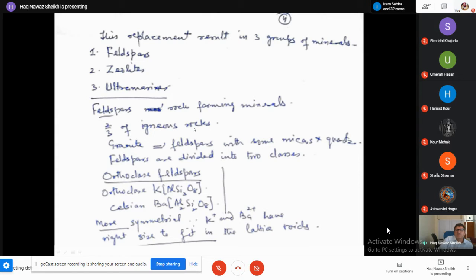2/3 of the igneous rocks are formed from the feldspar. They are important constituents of the granite with small addition of micas. The shine in granite, the small star type structures in between, they are micas, otherwise granite is basically feldspar.